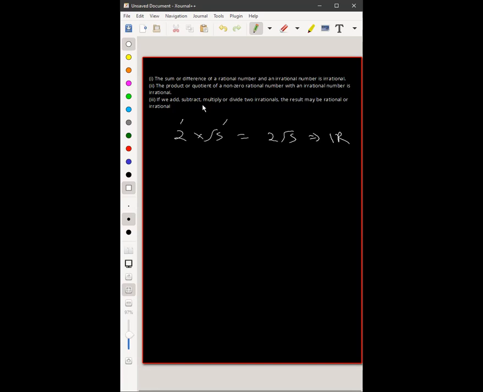If we add, multiply, subtract, or divide two irrational numbers, the result may be rational or irrational. Why is this? Because if we multiply root 5 by root 5, what do we get? 5, which is a rational number, right? But root 3 into root 5, we'll get root 15, which is irrational. So we may get a rational number or we may get an irrational number, right? Similarly, the same thing with others also.